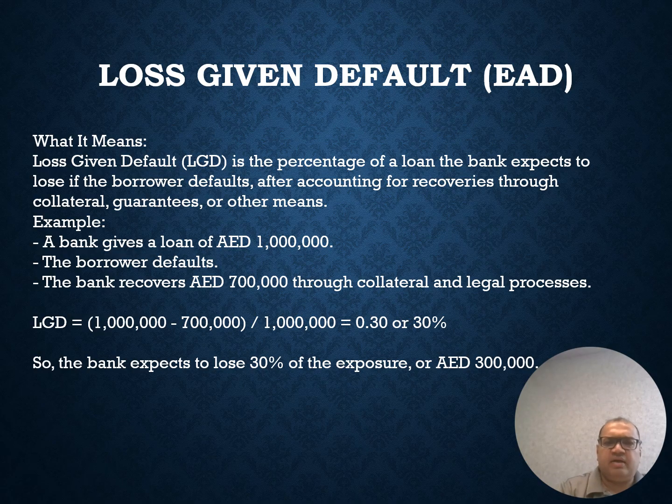If a bank gives a loan of 1 million dirham, the borrower defaults, and the bank recovers 700k through collateral and legal process, then loss given default will be 1 million minus 700k divided by 1 million, which is 30%, or 0.3. So the bank loses 30%.